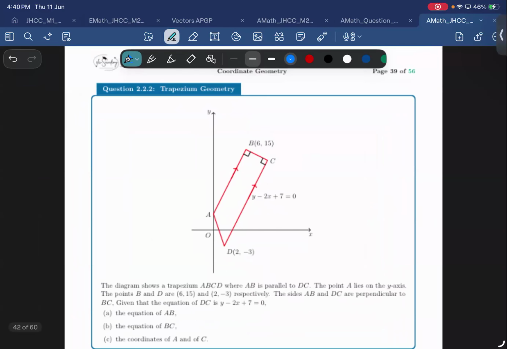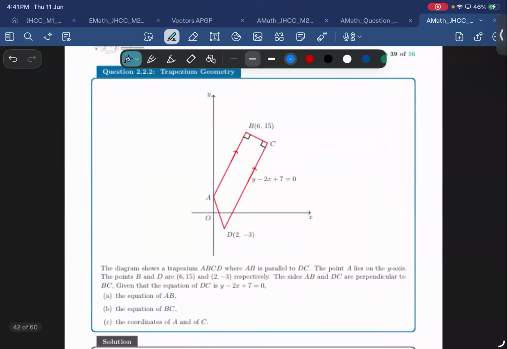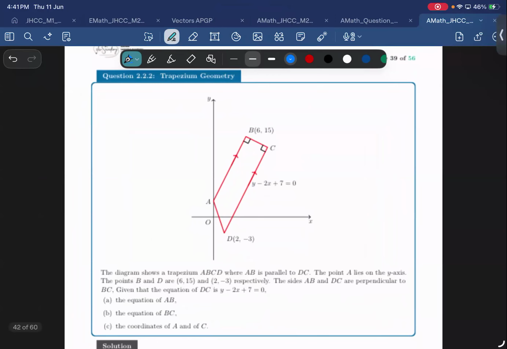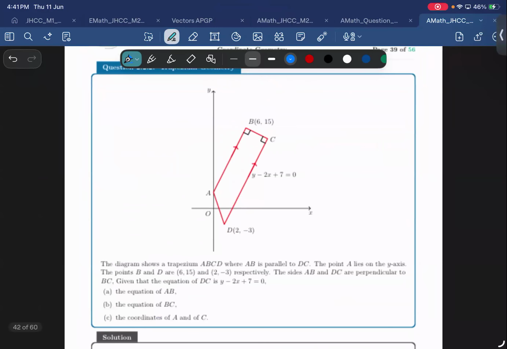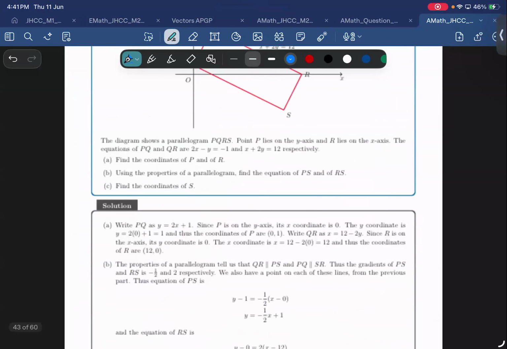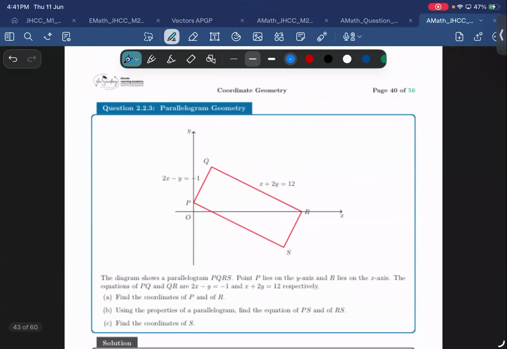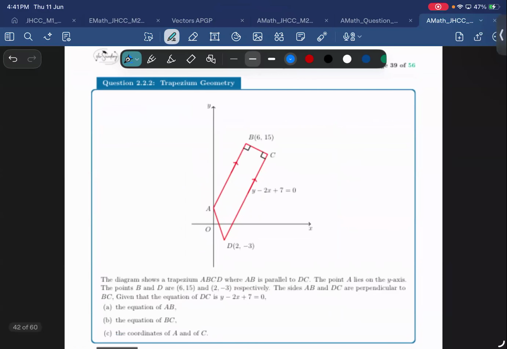Okay, another question for you. This one is pretty long, maybe about 5 minutes or so. Yeah, almost done with this.